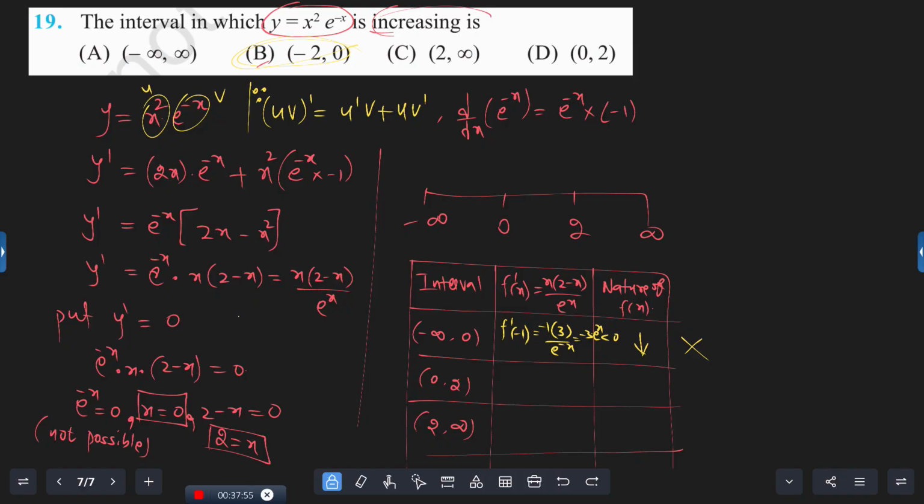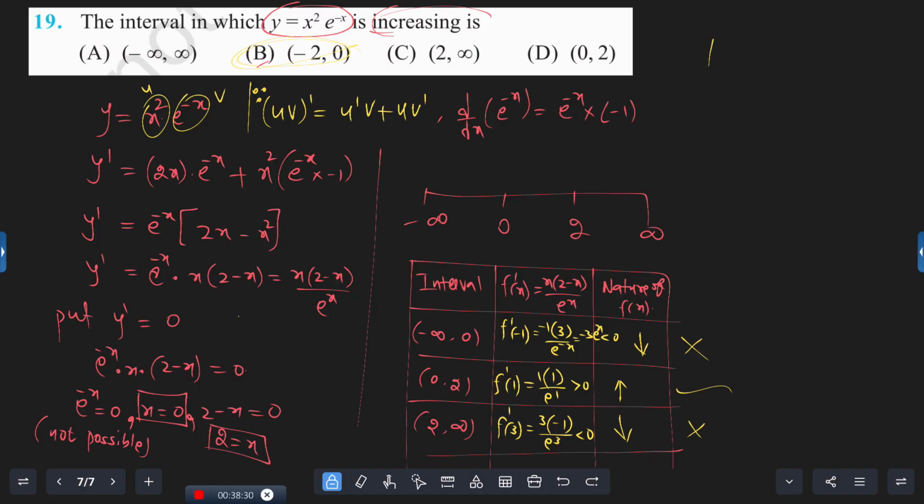Okay, next, 0 to 2. 1 you can take. F dash of 1: 1 into 2 minus 1, 1 divided by e power 1, that is greater than 0, which is increasing. 0 comma 2 is our answer. That is option D. But we will see 2 comma infinity also. 2 comma infinity, I will take 3. F dash of 3, what am I getting? 3 into 2 minus 3, which is minus 1, divided by e power 3, which is less than 0, decreasing, rejected. What is accepted then? 0 comma 2 is accepted.